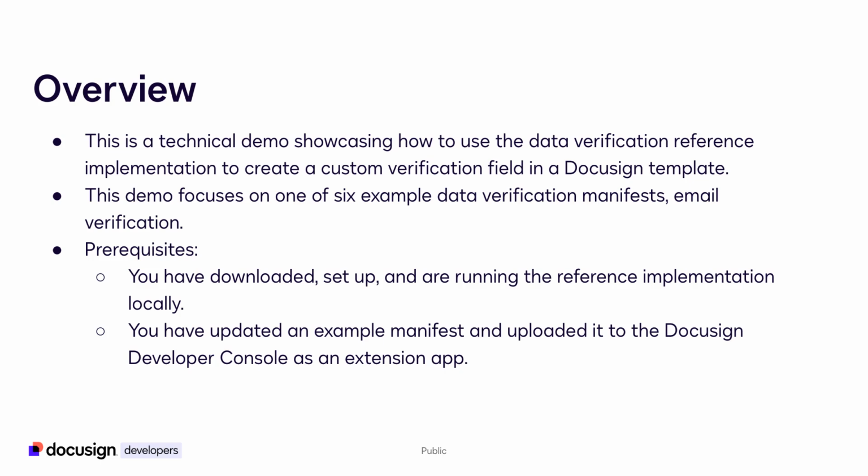The project files for the reference implementation can be found on GitHub at the link in the description of this video. There are 6 example manifests included in the reference implementation project files, each corresponding to a different data verification type. This demo will focus on email verification.